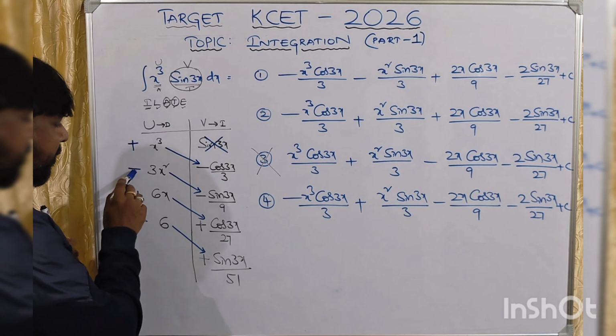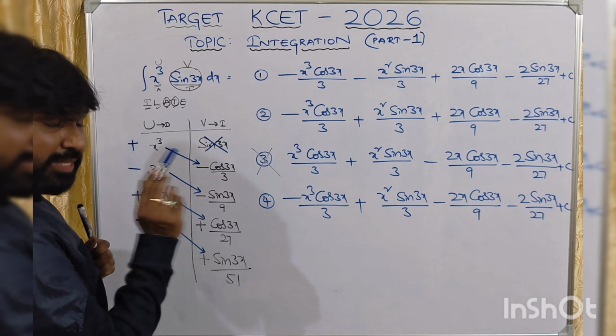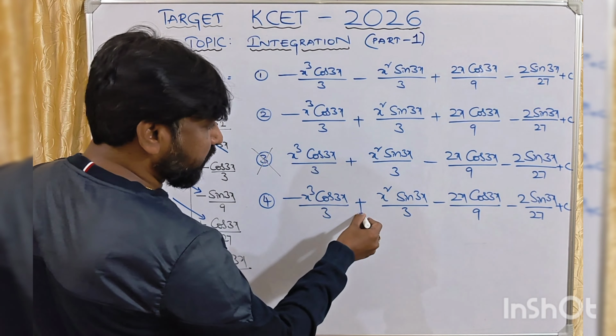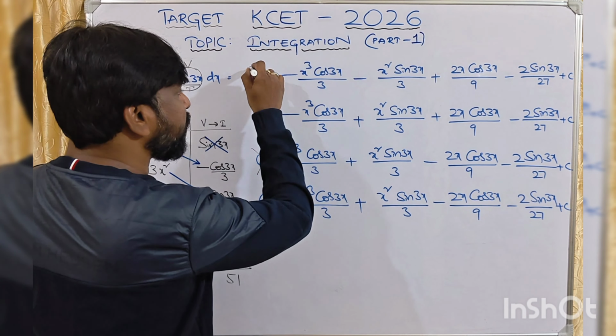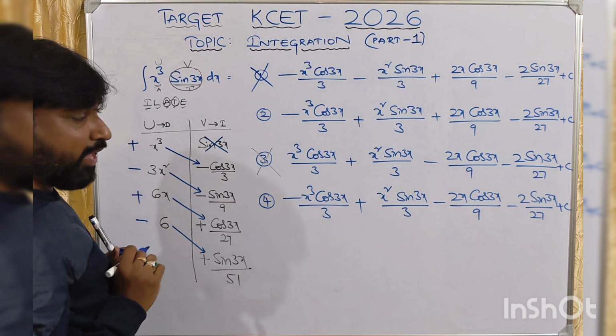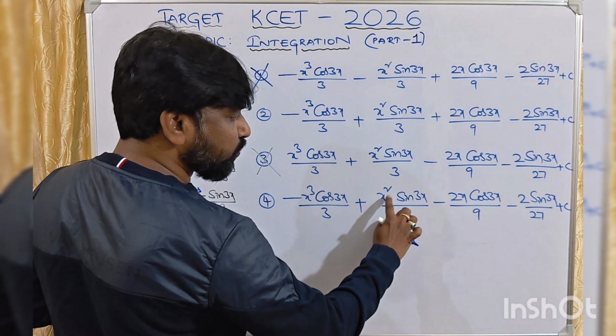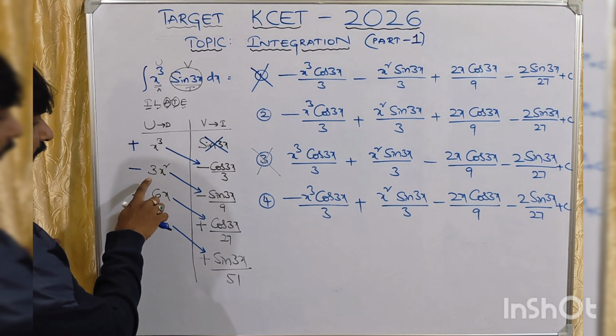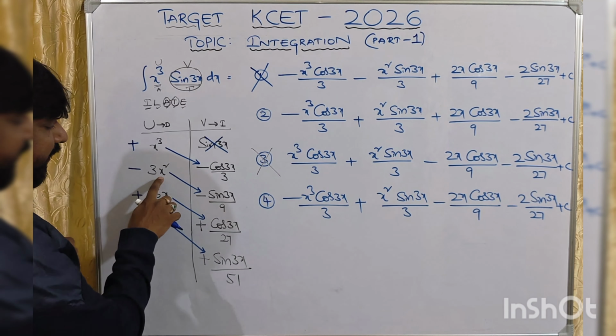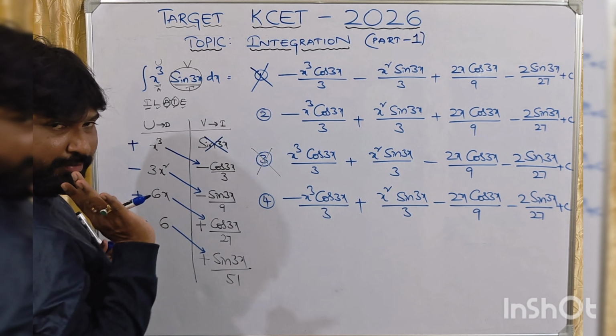Let's move to next. Minus into minus plus. Now you want plus in the equation. So now this is given minus. That's very clearly the wrong answer. Either second option or fourth option is the correct answer. This is x square sin 3x by 3. This is also x square sin 3x by 3. Of course you are getting 3 cancel. X square sin 3x by 3 only you are getting.